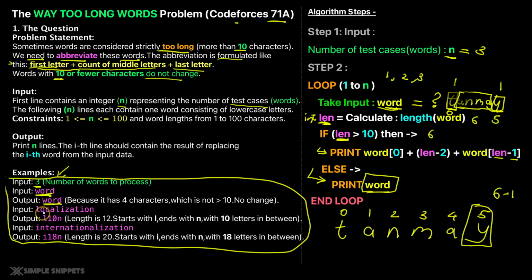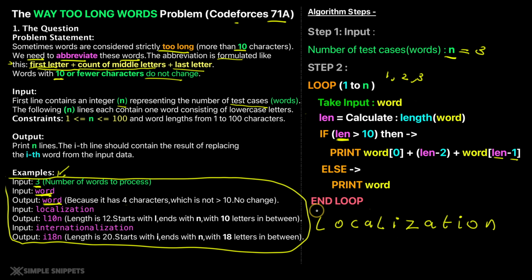However, let's say if you enter localization, so in that case, what will happen? Let's just quickly see what will happen. So localization has the length of 12, right? So len is going to be 12 and the index position will start from 0, 1, 2, 3, 4, 5, 6, 7, 8, 9, 10 and 11, which is length minus 1, right? So how do you print this out, or how do you do the abbreviation? Over here you will check if length is greater than 10. Yes, length is 12, which is greater than 10.